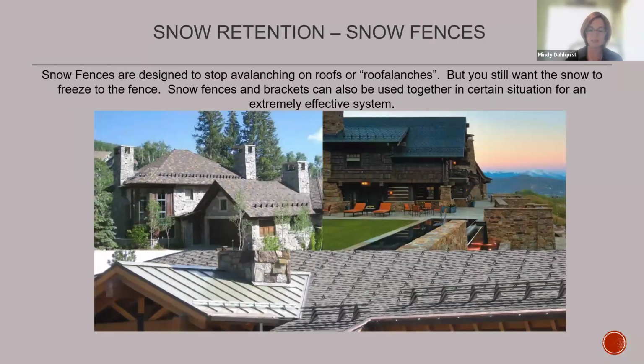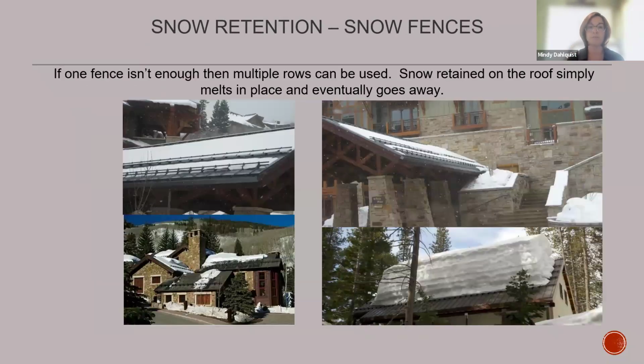Where snow fences and their characteristics are a little different. So they are made to take a little bit more of that impact. And so you still want the snow to freeze to the fence, but the snow fences and brackets can be utilized together in certain situations too. If you're looking at heavy snow loads or pretty steep slopes, then utilizing brackets and fences together is brilliant. If one fence isn't enough, then multiple rows can be utilized.